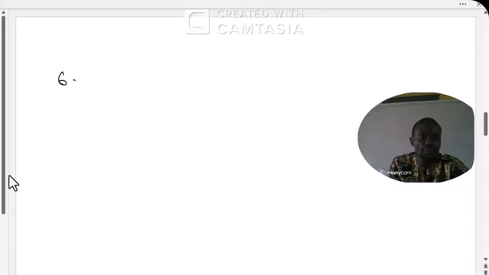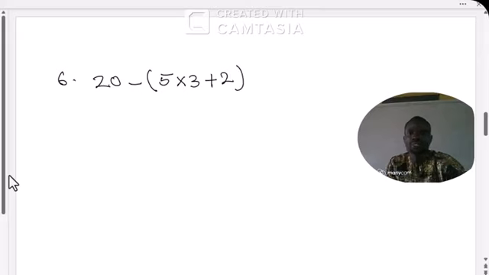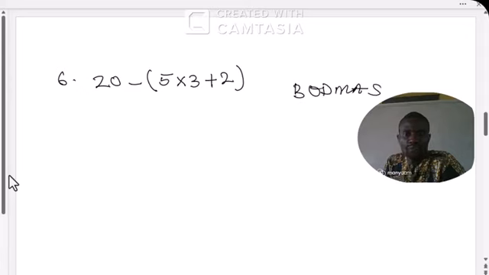is 20 minus bracket 5 times 3 plus 2. Look at this. Inside the bracket, we have two operations. You still need to follow the order. Inside that bracket, we follow the order there. So, from BODMAS, it's going to be bracket first, then 20 minus.